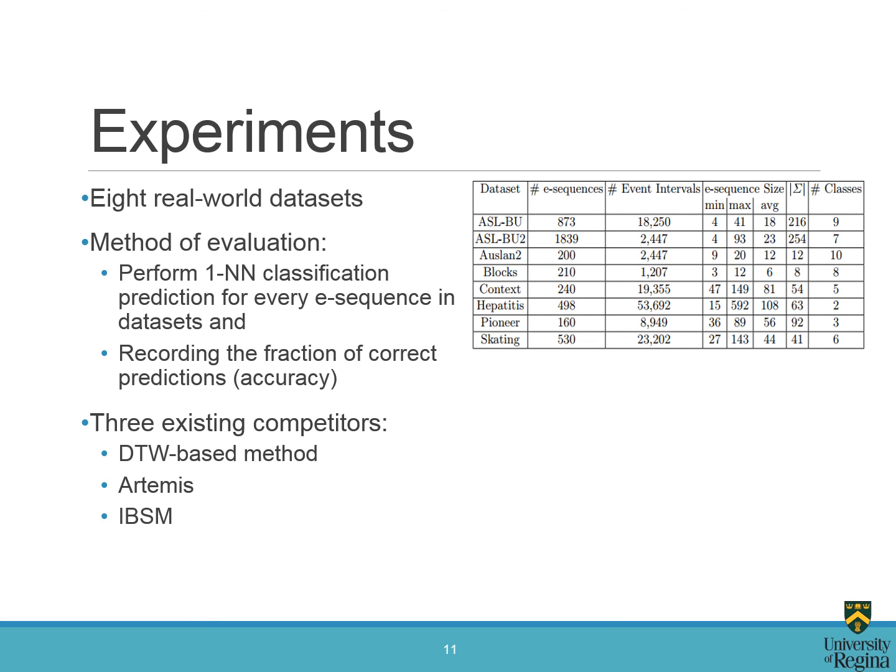We are presenting the experiments that we have conducted in our work. Eight real-world datasets were used in our work, and the statistics of these datasets are shown in this table. We evaluate our work by performing first nearest neighbor classification, predicting the label of every E sequence in the dataset, and then we get the accuracy. We also compare it with three competitors: the dynamic time warping based method, Artemis, and IBSM.